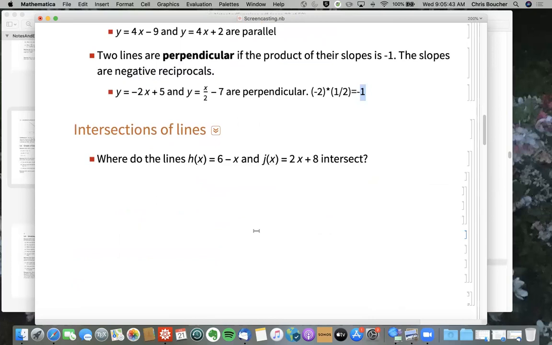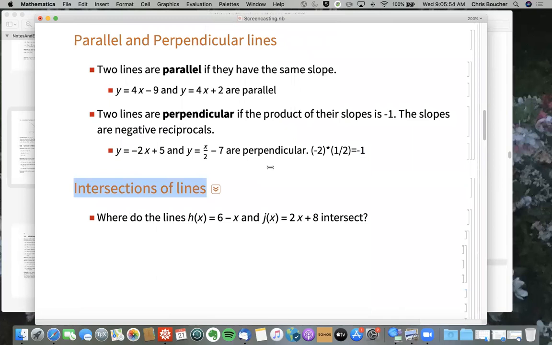Okay, so one last notion in this section about graphing of lines, and we'll talk about some application examples. How do you find points where lines intersect? So we know that parallel lines don't intersect. That's what it means to be parallel. But there's lots of lines that aren't parallel, and so they are going to run into each other at some point.